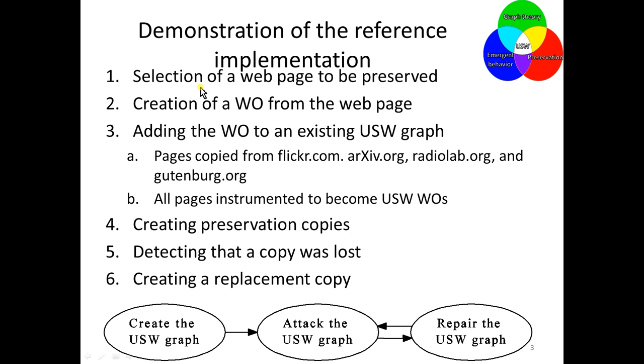So we selected a web object to be preserved. We added that web page to be preserved. We created a web object from that page. We added the web object to an existing graph. We created preservation copies of that original. We detected that a copy was lost. We then created a replacement copy.